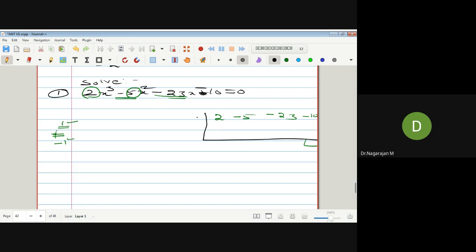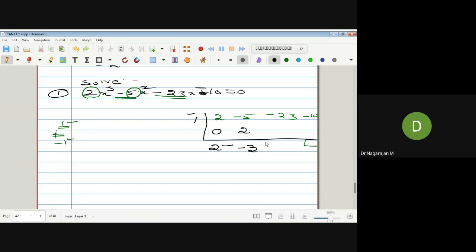I start here with 1. The starting value here you put as 0, then you add these two things, 2 plus 0, which is 2 only. Now you multiply this 1 and this 2. 1 into 2 is 2, then you enter that value here. Once again you add -5 plus 2. What is the result? -5 plus 2 is -3.